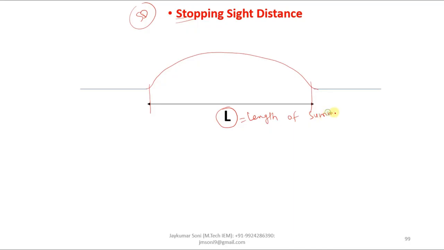Let us take that your car is moving in this direction and another obstruction is observed over here. So this is the stopping sight distance. As you can see in the figure, the stopping sight distance is comparatively less than the length of summit curve. So this is the general phenomenon, and there are total two categories.